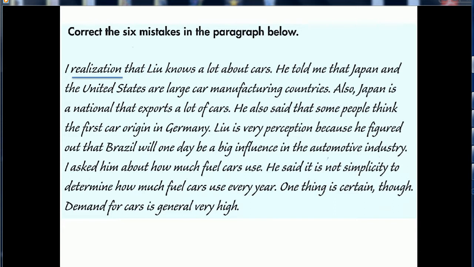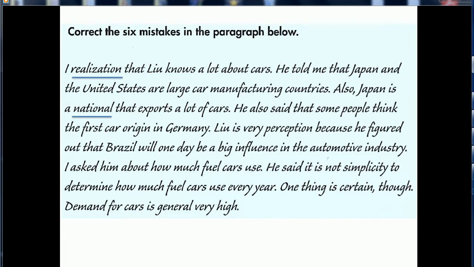Also, Japan is a national that exports a lot of cars. What happened in that sentence actually? We have the second mistake. Did you find it? Right? It's national. So we need there another word. Read once again. Also, Japan is a nation that exports a lot of cars.